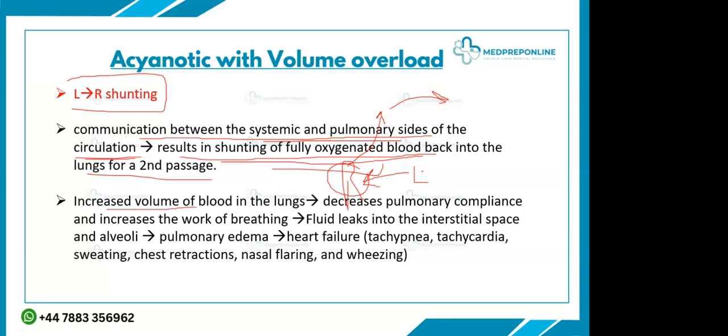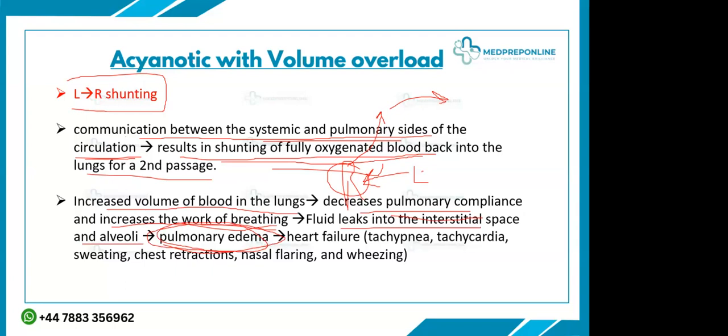There is increased volume of blood in the lungs, which will cause decreased pulmonary compliance, and there will be increased work of breathing, because we are flooding the lungs with blood. Fluid will leak out into the interstitial space and the alveoli, and it will cause pulmonary edema, and the patient will present with heart failure signs. So this is the reason that left to right shunt defects present with heart failure.